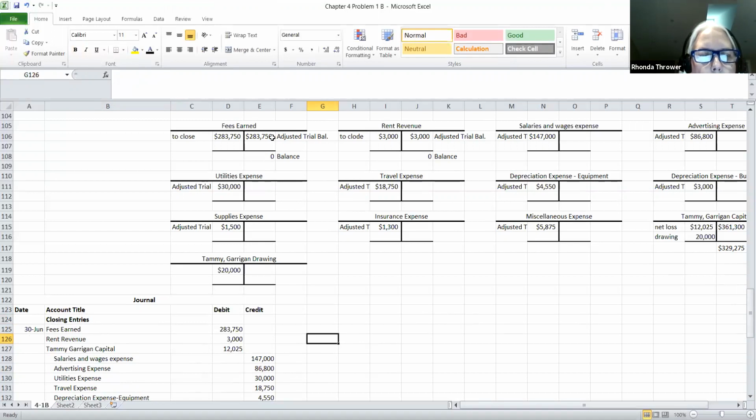But you close out your revenue accounts. To close them out, we forced this account to 0. So I had to debit my fees earned account. My rent revenue is debited for $3,000.